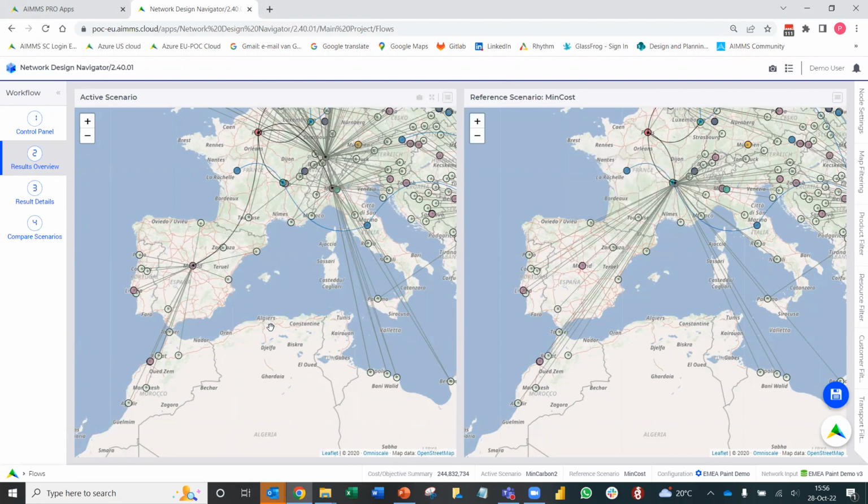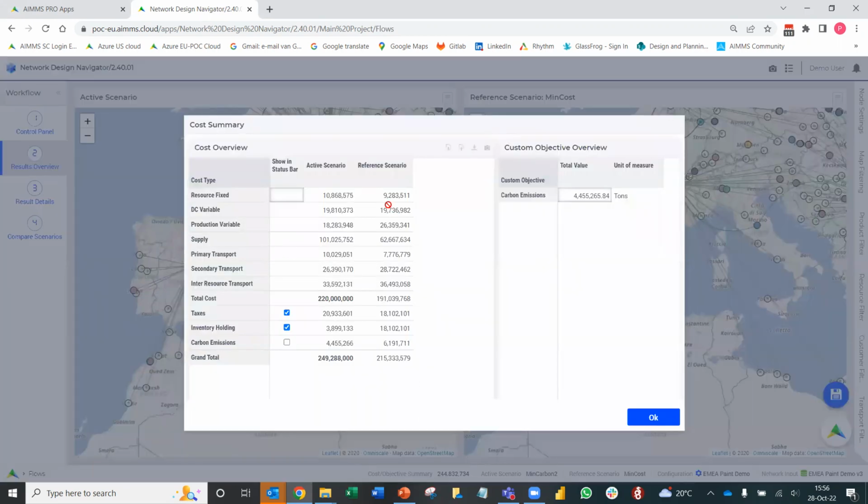But over in the low carbon option, it's deciding to trunk into a DC in Madrid and do those secondary deliveries from there. So a different logistics pattern depending on which objective you're looking for. So visually, you can start seeing what the impacts are of these different trade-offs. You can also start comparing the different cost buckets to see where those changes happen when you're moving from minimum cost to min carbon and vice versa.